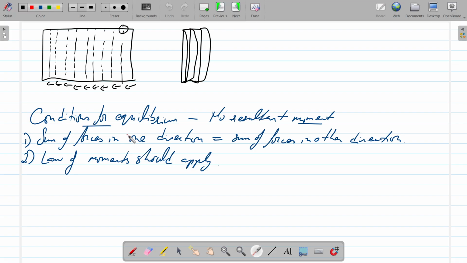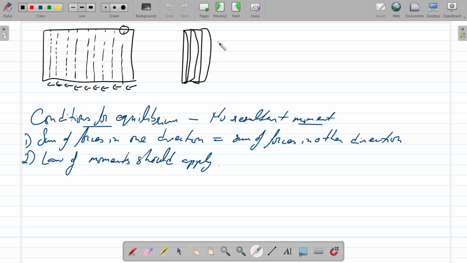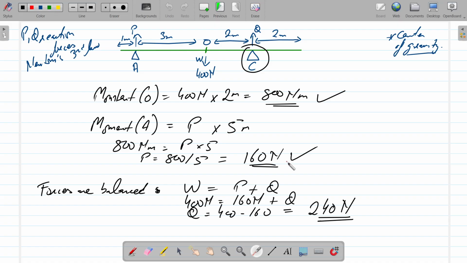Then the conditions for equilibrium, meaning that there's no resultant moment, the thing is not moving about, is that the sum of forces in one direction should equal the sum of forces in the other direction. So that is basically pointing towards the sum and any point, and that the law of moments should apply. To illustrate that, this is what we looked at. This is a plank that is resting on two points A and C. The center of the plank is O, and the entire weight of the plank, 400 newtons, is acting downwards.